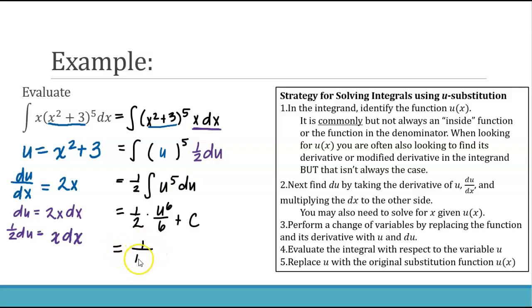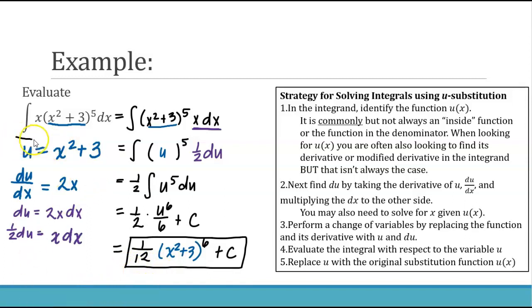So this is 1 over 12, and it would be u to the 6th, but now instead of u, I want to go ahead and plug my x squared plus 3 back in. So I have x squared plus 3, and all of that is raised to the 6th power plus c. Since the original integral involved the variable x, I want my answer to involve the variable x as an indefinite integral. So all of this over here is like scratch work, and I typically do it underneath the indefinite integral and then show my work off to the right-hand side just to keep myself organized.